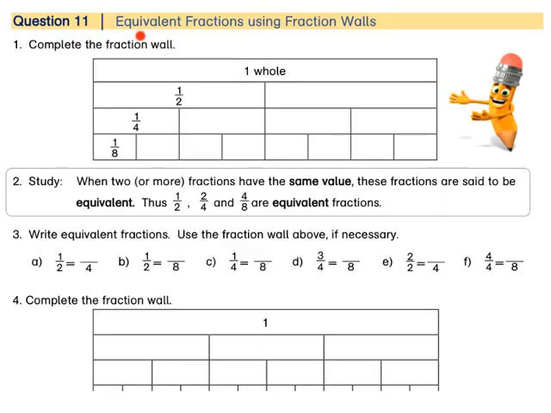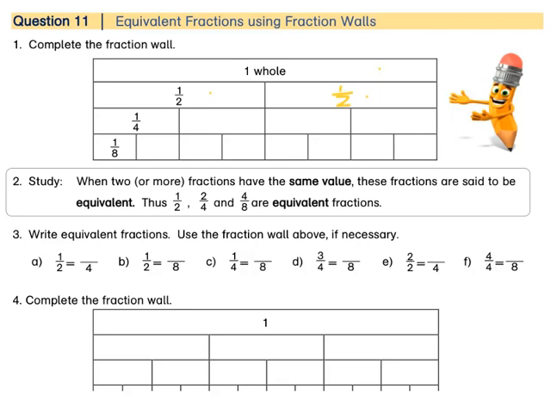Question 11. Equivalent fractions using fraction walls. Number 1. Complete the fraction wall. So, at the top from left all the way to the right represents one whole bar. Directly beneath it, if we take the same distance, but we divide it exactly in half, this part is 1/2, and to its right is another half. From this we see that there are two halves in one whole.